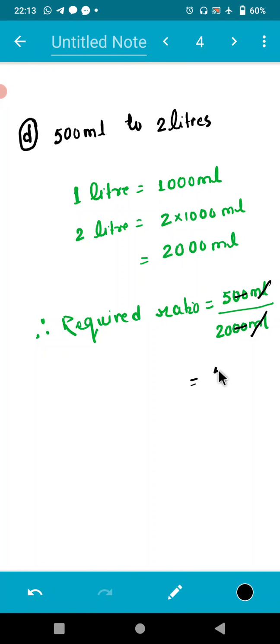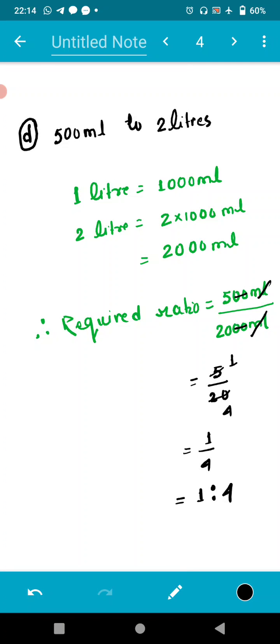So now in the numerator 5 is there and in the denominator only 20 is there. Now we can further reduce this 5 and 20 with 5. So 5 ones are 5, 5 fours are 20, so it will look like 1 by 4. So your final answer is 1 is to 4. So that's it. So this is all about question number 7.